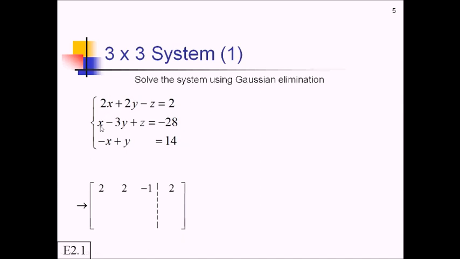So for this next one, we have a 1, -3, 1, and -28. Then we have -1, 1, 0, because there's no z there, and 14. So we do need placeholder zeros.